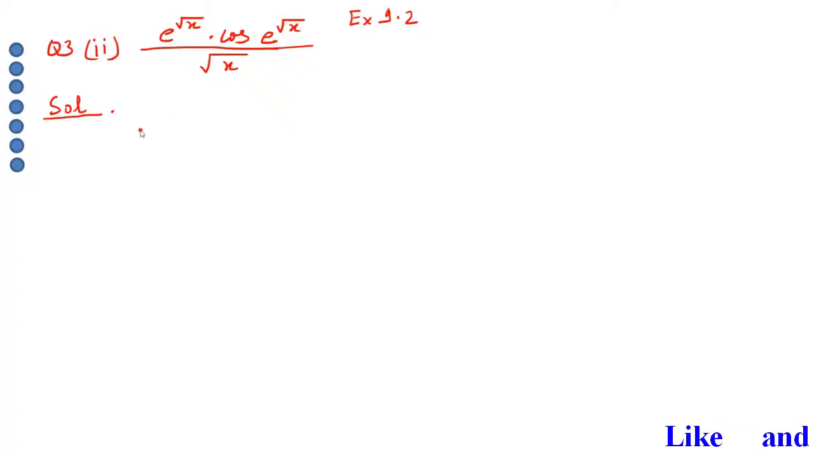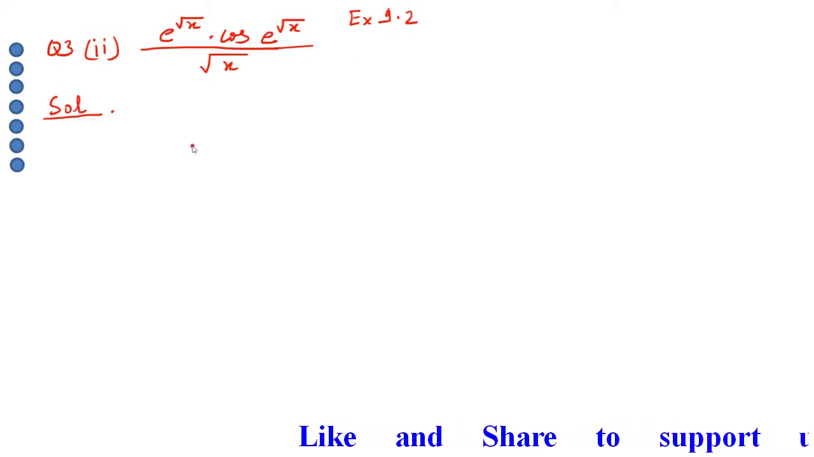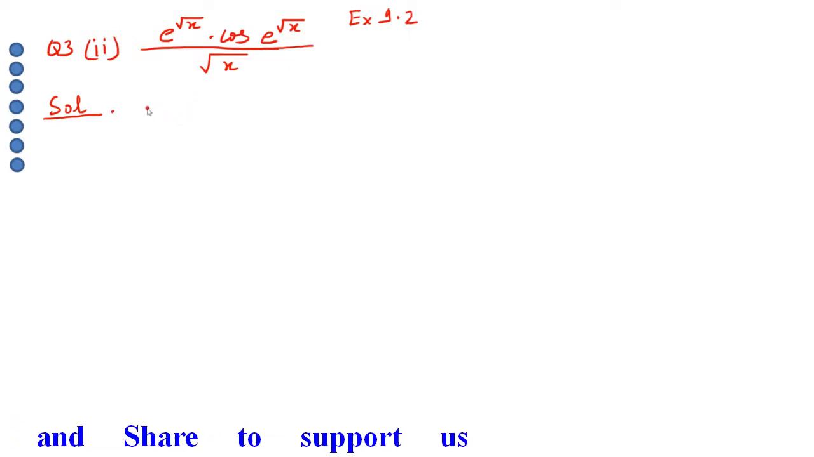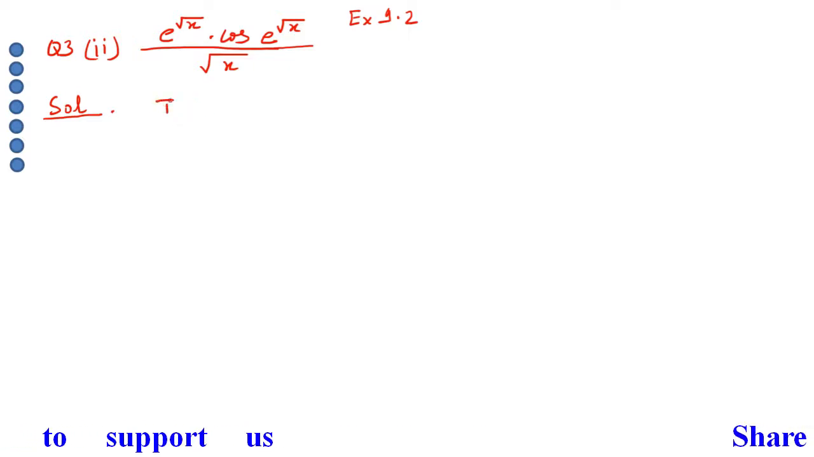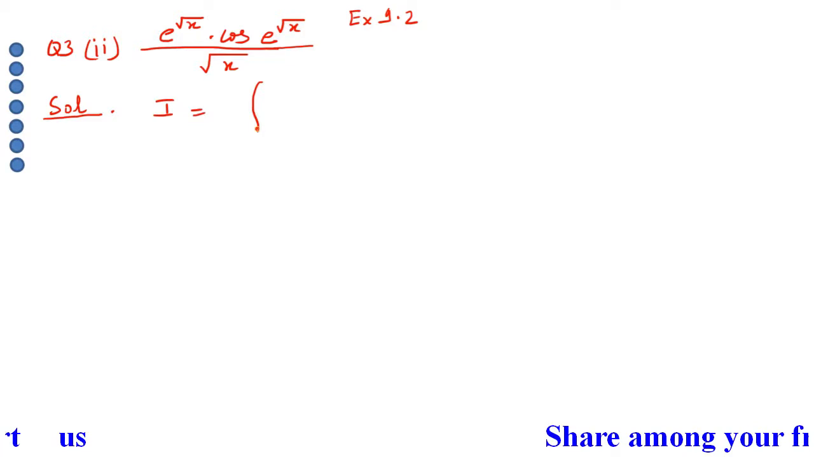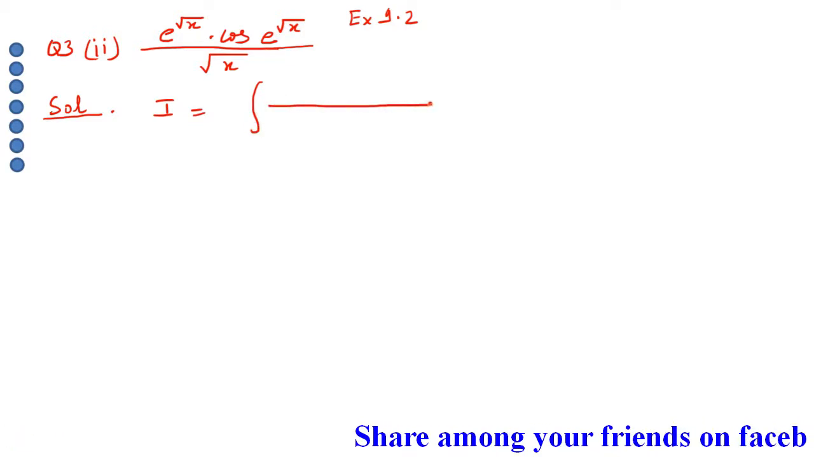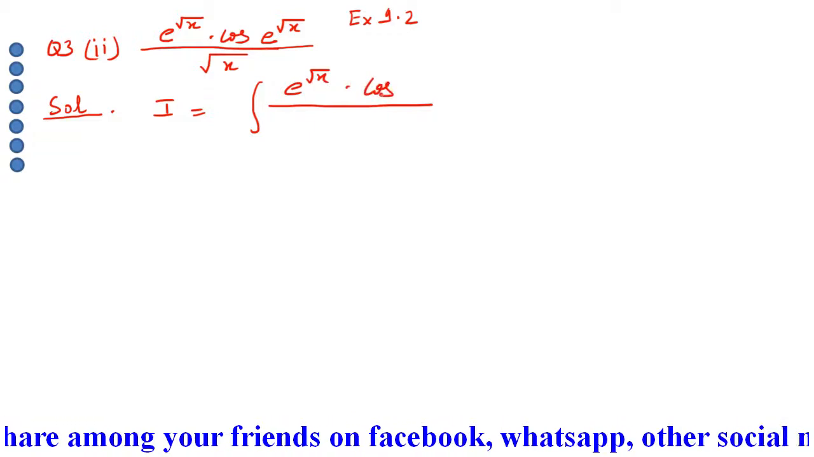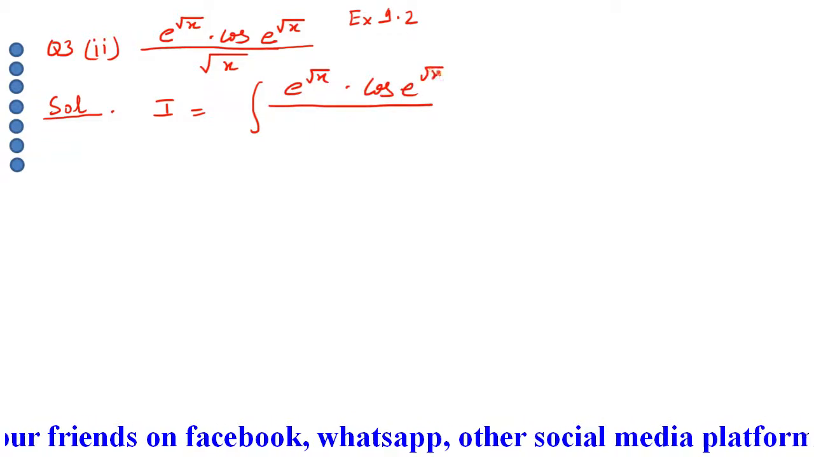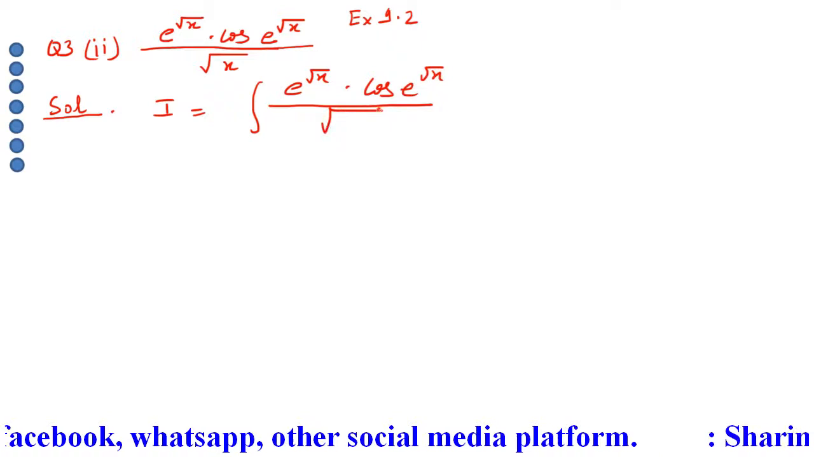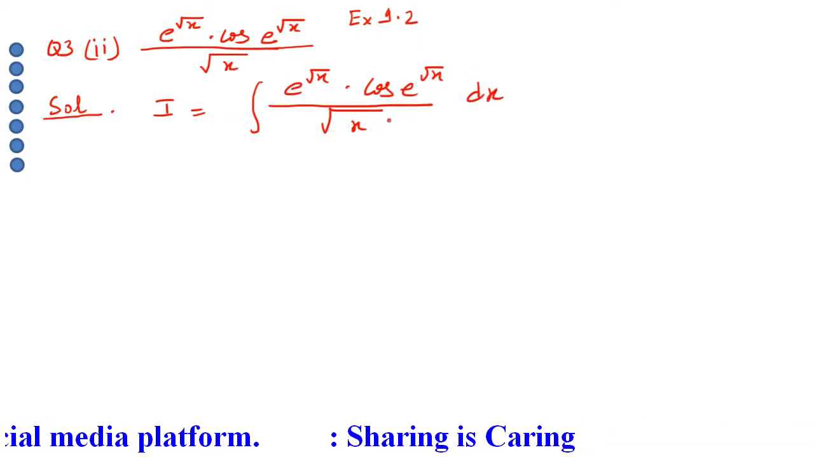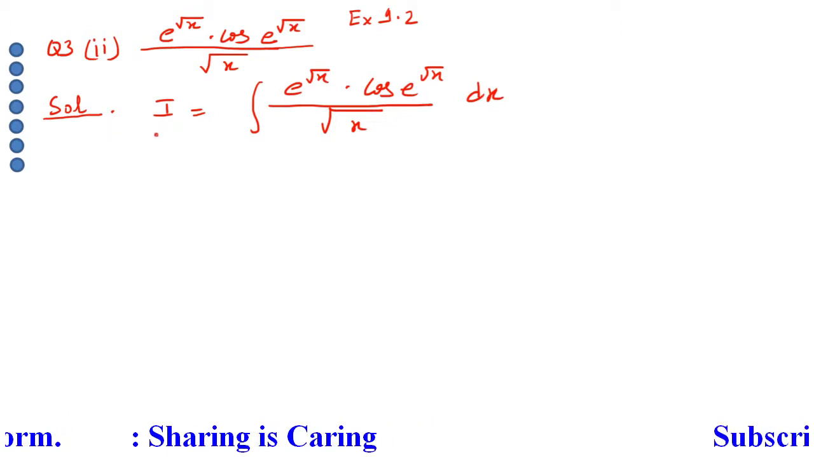Hello everyone, I am going to explain question number 3, second part from exercise 9.2. In this question we have to integrate the given function with respect to x. We will start by assuming it as I, the integration of e to the power root x, cos e to the power root x, upon square root of x, with respect to x. So we have to integrate it, and I assume this as I.